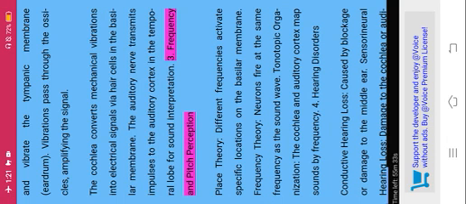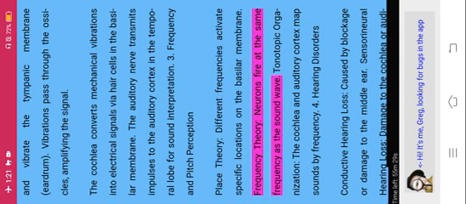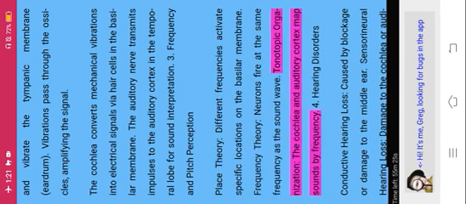3. Frequency and pitch perception. Place theory, different frequencies activate specific locations on the basilar membrane. Frequency theory, neurons fire at the same frequency as the sound wave. Tonotopic organization, the cochlea and auditory cortex map sounds by frequency.